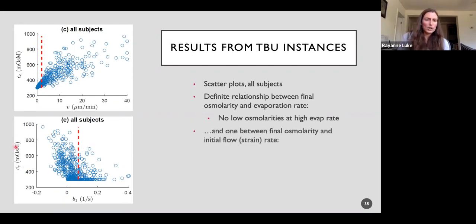Similarly, there is another trend between final osmolarity and initial strain rate. We see that there are no high osmolarity values; they're all very low at high outward flow rates. That is related to the fact that if you have a high outward flow rate, typically the thinning is occurring very fast and evaporation doesn't have time to act. And it's also related to the fact that if you have a very high flow rate, you typically have a very low evaporation rate. And we definitely have a strong connection between evaporation rate and osmolarity. So still some analysis to be done, but some promising results so far.